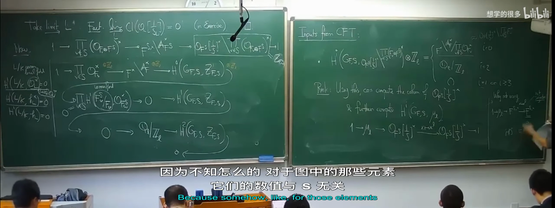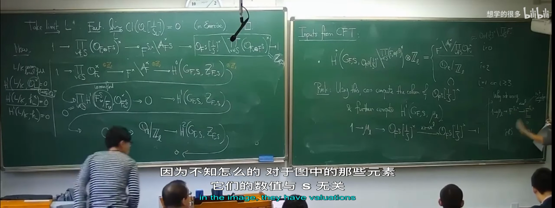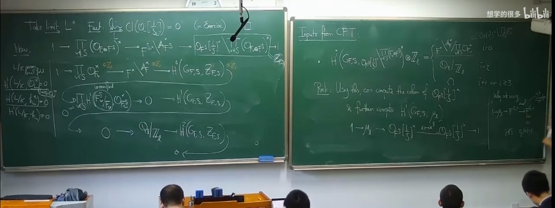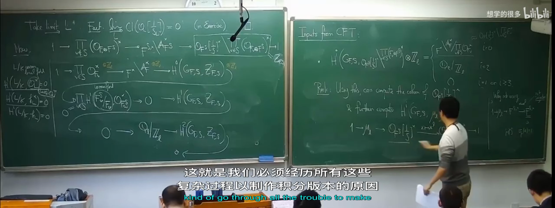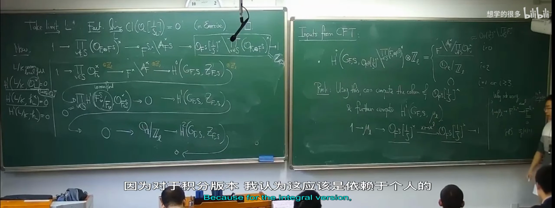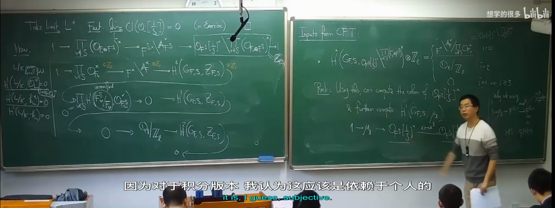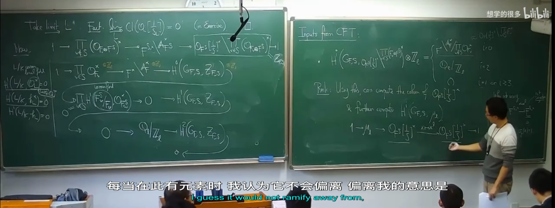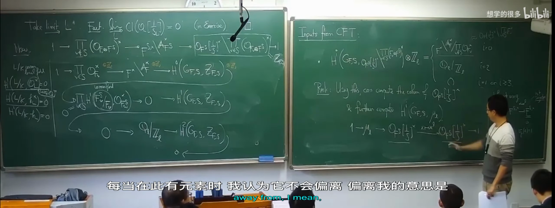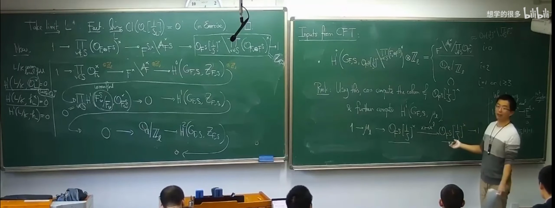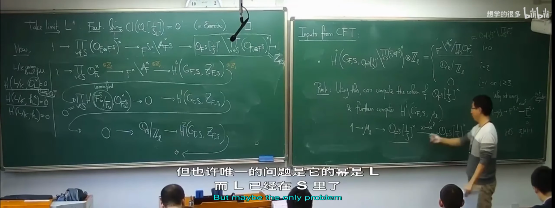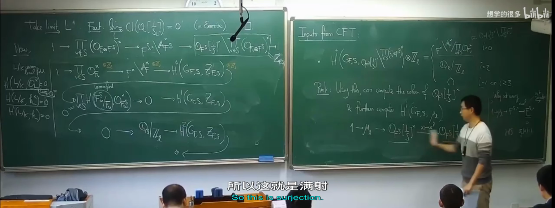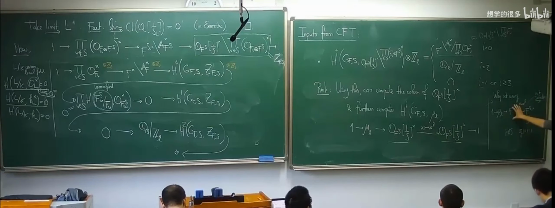Because for those elements in the image, they have valuations at places away from S at least divisible by L. So that's not surjective. That's why we have to go through all the trouble to make the integral version. Because for the integral version, it is surjective. Whenever you have an element here, it will not ramify away from S, because there's no valuation away from S. Maybe the only trouble is this L's power, but L is already in S, so we allow it to ramify at S. So this is surjective. Otherwise, the non-integral version is not surjective.